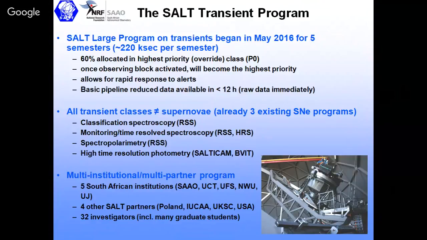And so we have all transient classes being covered except supernovae. You may ask why? Because there are already 3 other supernovae groups who are doing supernovae. So our main interest is not supernovae, unless they're particularly interesting.